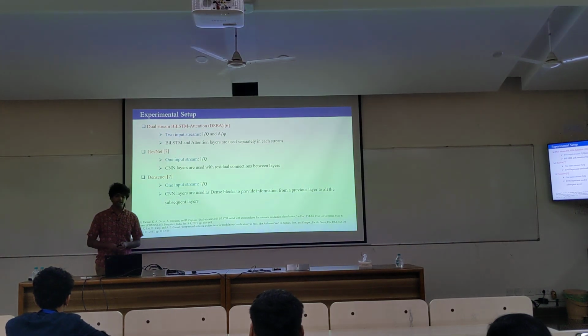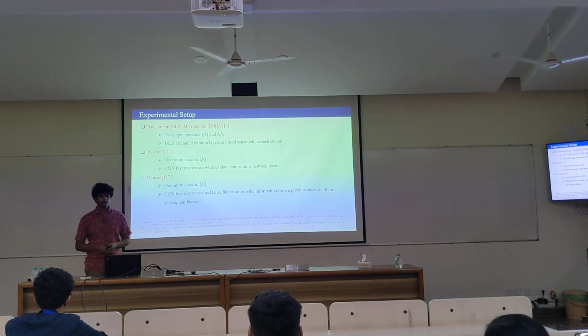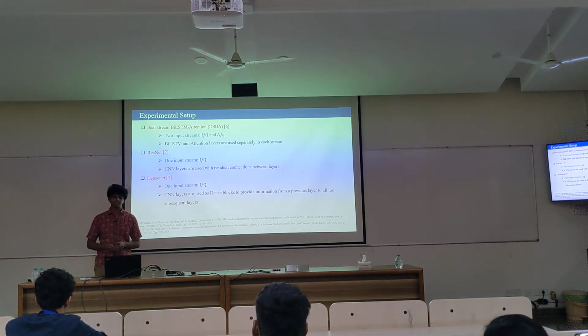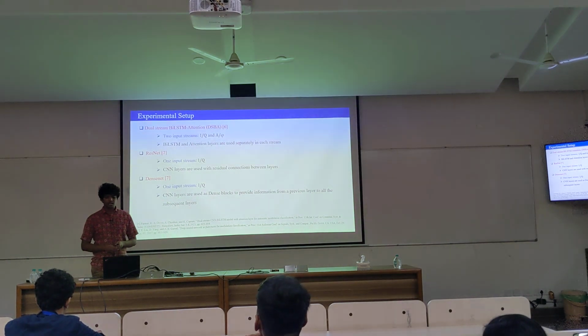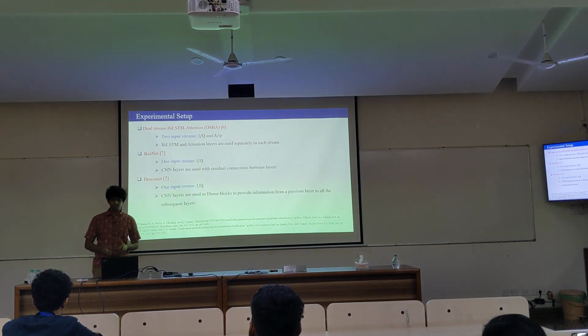Third is the dual stream BiLSTM attention model, which consists of 2 streams, IQ and A5, and it captures the temporal dependencies in the 2 streams using a BiLSTM attention layer. The fourth and the fifth are the ResNet and the DenseNet, which are already quite popular in the literature, so I'll just skip over the details.